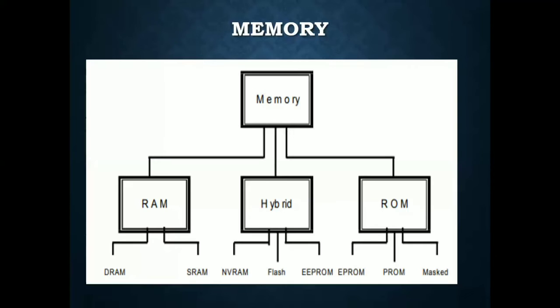ROM is further classified into masked, PROM, and EPROM. Masked ROMs are hardwired memory devices found on the system. They contain a pre-programmed set of instructions and data, and cannot be modified or rewritten in any way. The advantage of ROM is its low cost of production.